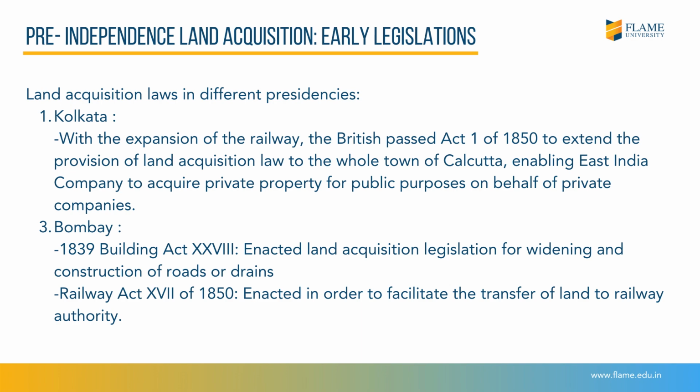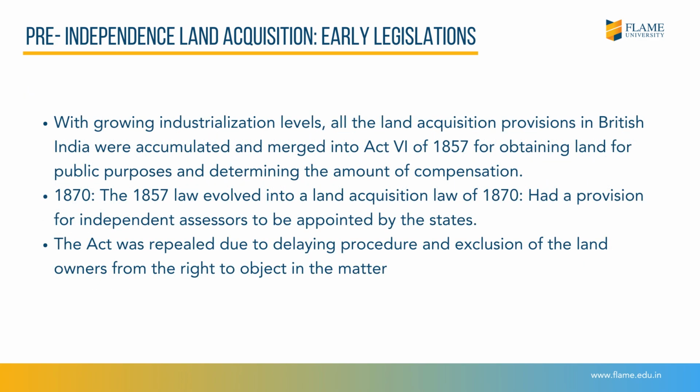The Railway Act 17 of 1850 was enacted in order to facilitate the transfer of land to the Railway Authority. With growing industrialization levels, all the land acquisition provisions in British India were consolidated and merged into the Act 6 of 1857 for obtaining land for public purposes and for determining the amount of compensation. The 1857 law evolved into the Land Acquisition Law of 1870.